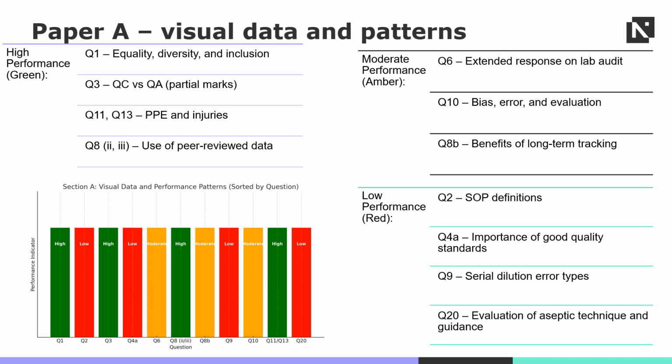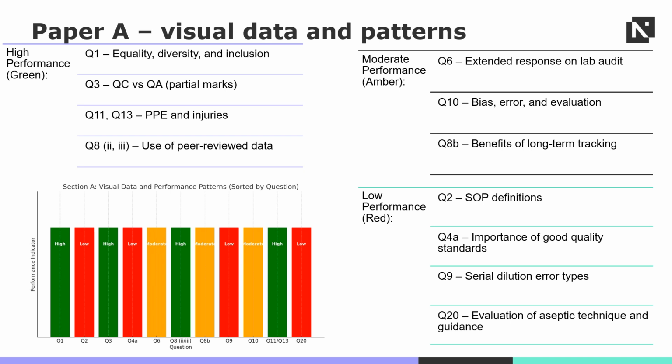This slide shows a visual breakdown of student performance across Paper A, grouped into high, moderate and low performing areas. In the green zone, where students performed well, we saw strong responses in question 1, where students demonstrated secure knowledge around quality, diversity and inclusion policies. Question 3, where many gained partial marks for distinctions between quality control and quality assurance. Questions 11 and 13, with confident answers around PPE use and identifying minor injuries. Question 8, parts 2 and 3, where students effectively applied their understanding of peer-reviewed data and immediate observation.